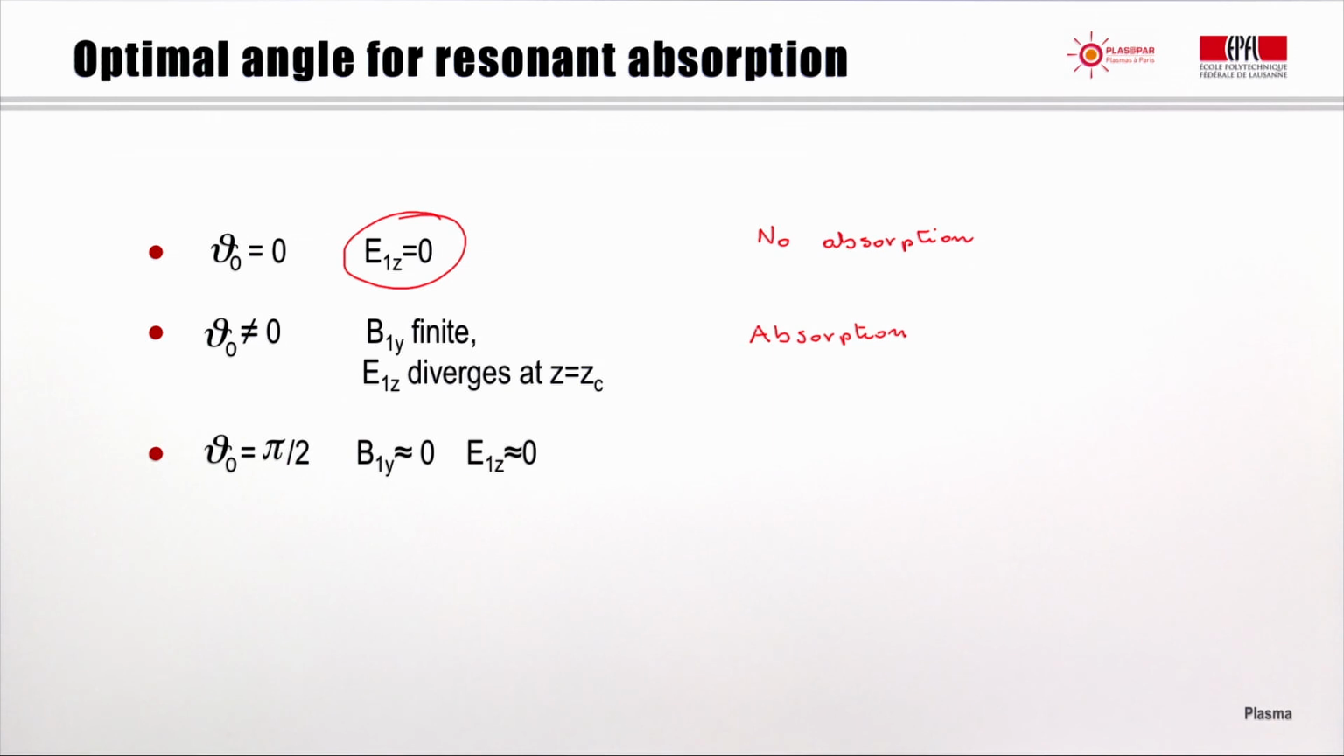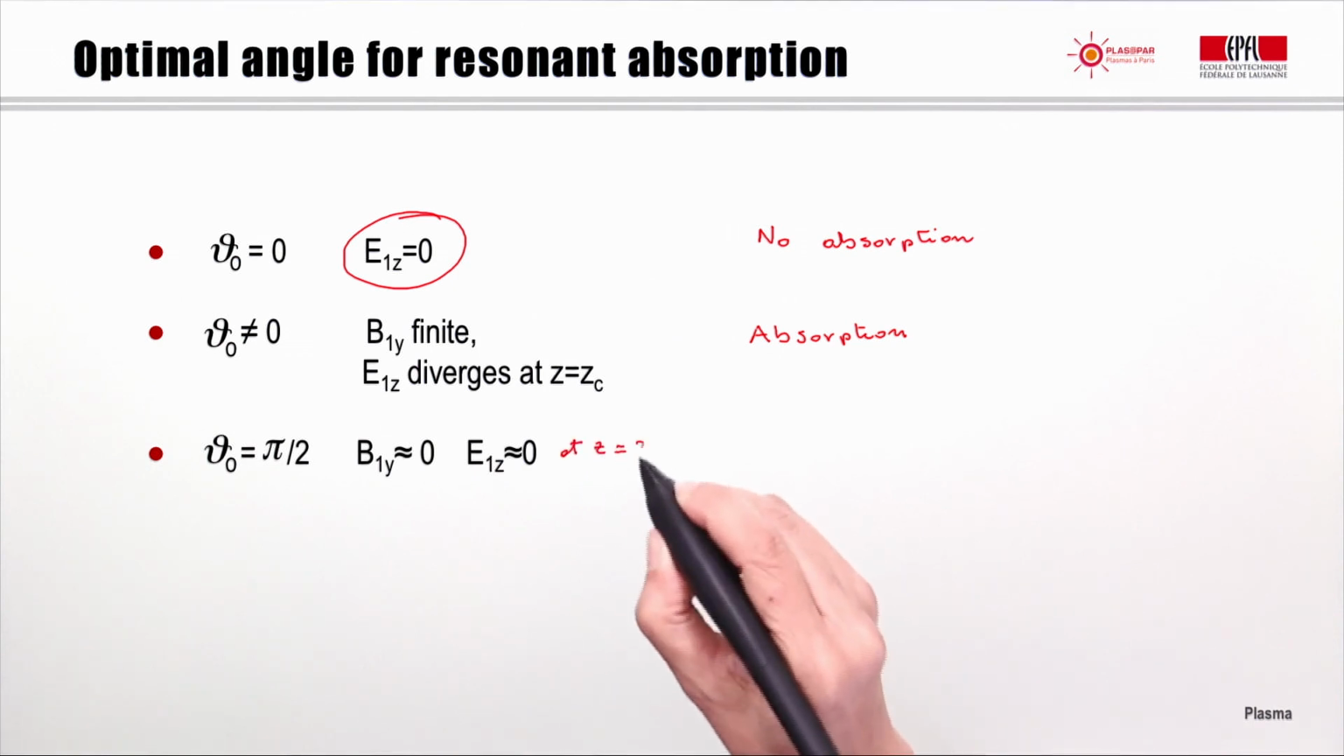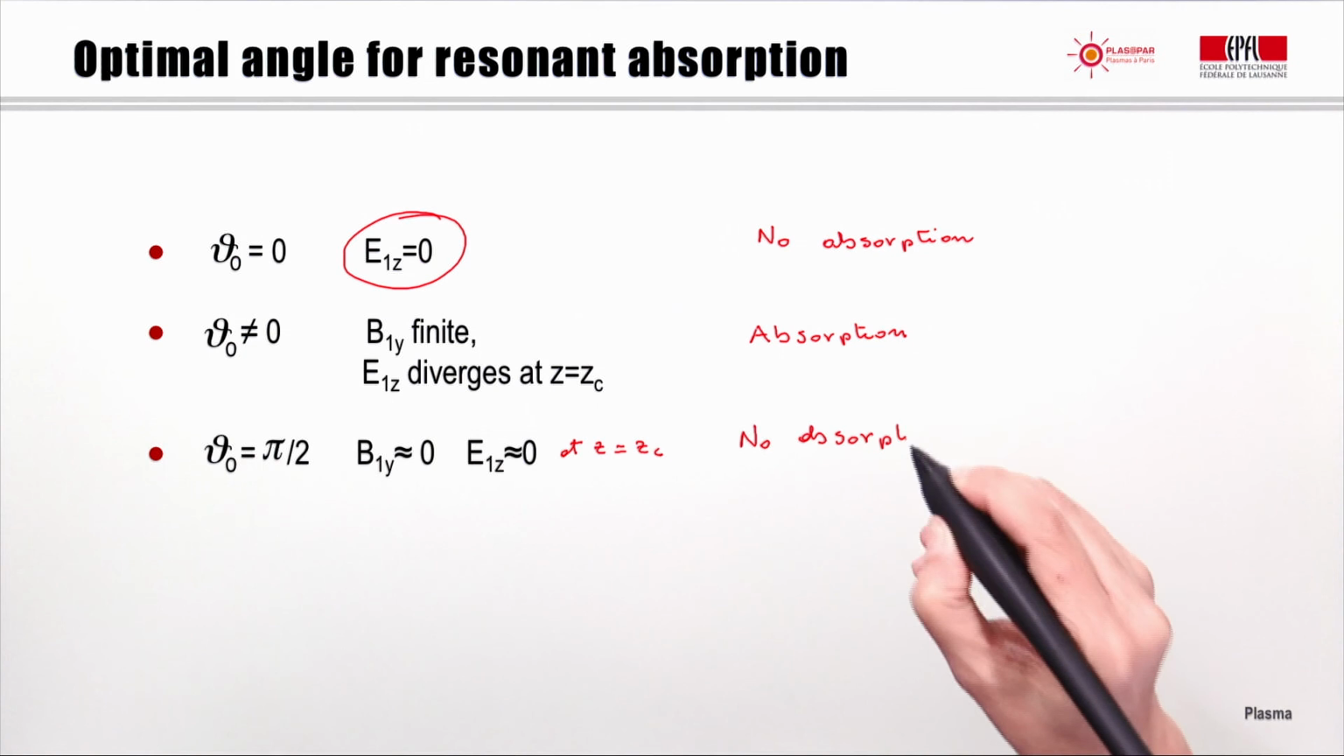If the incidence angle is very large, and in the limiting case, if theta 0 is equal to pi over 2, the turning point is very close to the plasma entrance in the low density region. Since the fields are evanescent after the turning point, in this case, when they reach the critical density, they will be almost 0. And again, we have no absorption.